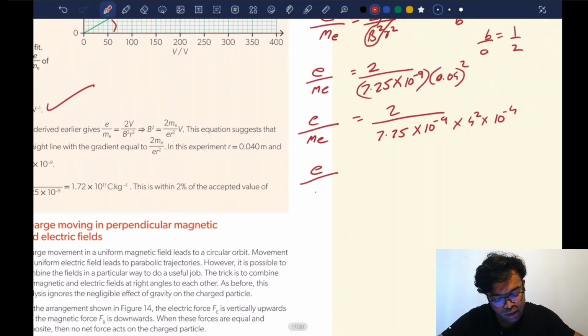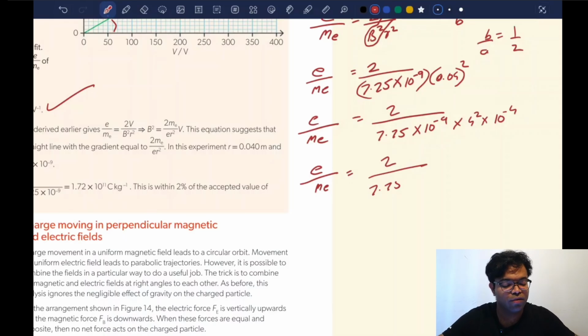So E upon m is equal to 2 upon 7.25. Now, 10 to the power minus 9 into 10 to the power minus 4 is equal to 10 to the power minus 13 plus 2 is equal to 10 to the power minus 11. So I can bring it up and say 10 to the power 11. And this is what, to 4. Now this 4 into 4. So this 2 and this 4 will get cancelled and I'll get 2. So 7.25 into 2 is how much?